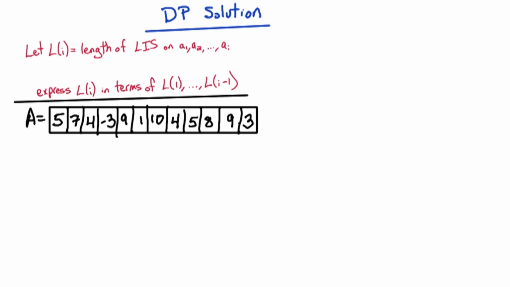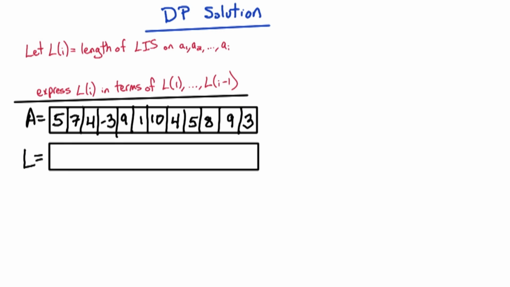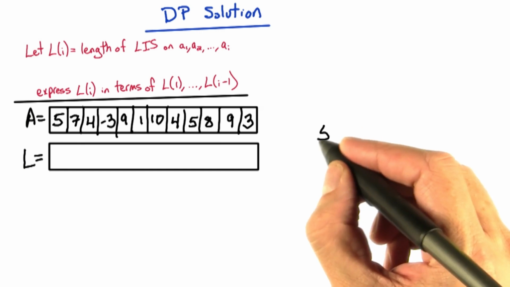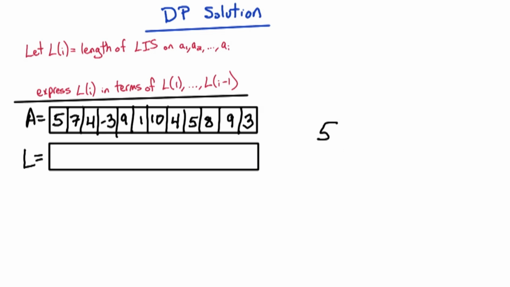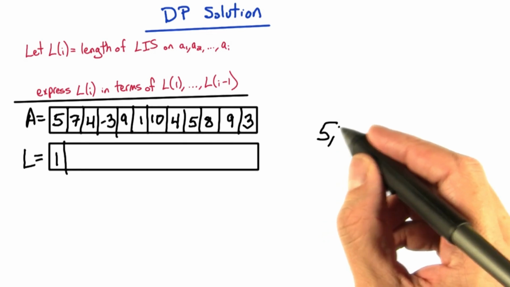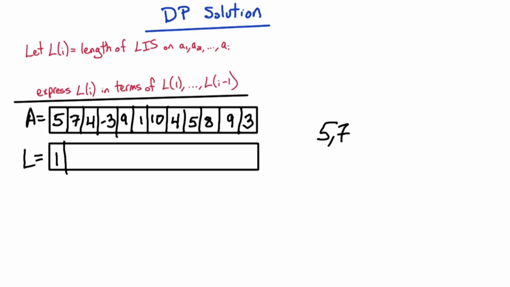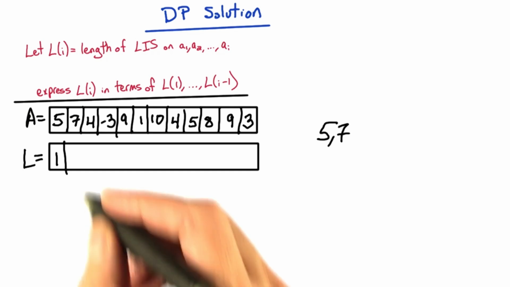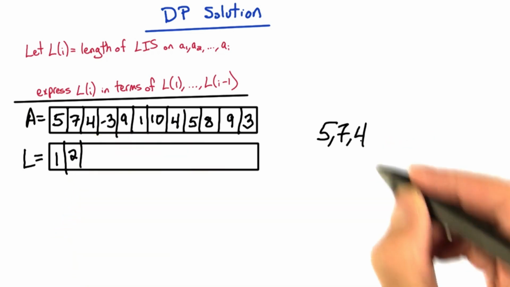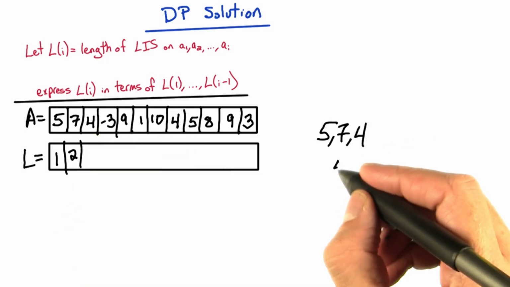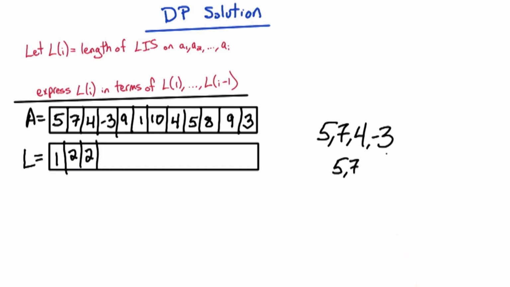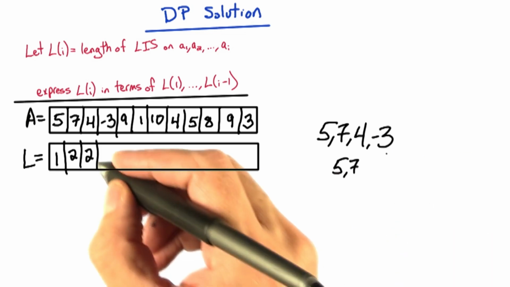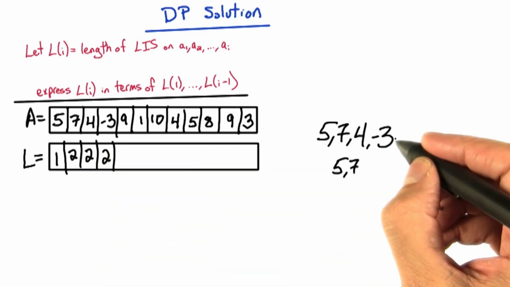Now let's look at L on this example. To start with, for L of 1, we're looking at the longest increasing subsequence on the one element array. That's length 1 for 5 itself. Then for L of 2, we're looking at the 2 element array, 5, 7. The longest increasing subsequence is 5, 7 itself, which is length 2. Then for 5, 7, 4, 5, 7 is still the longest. Then we add on 3. It's still length 2 that is the longest.